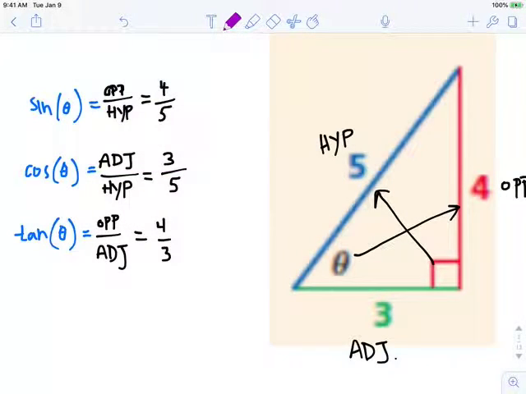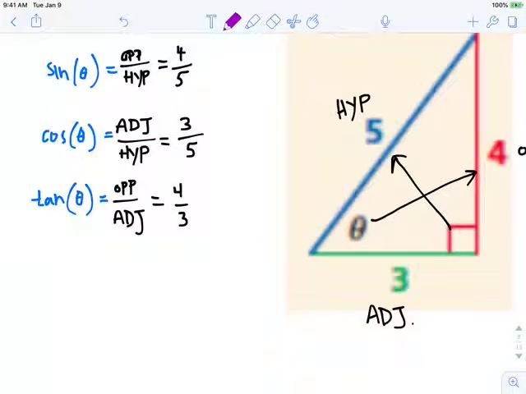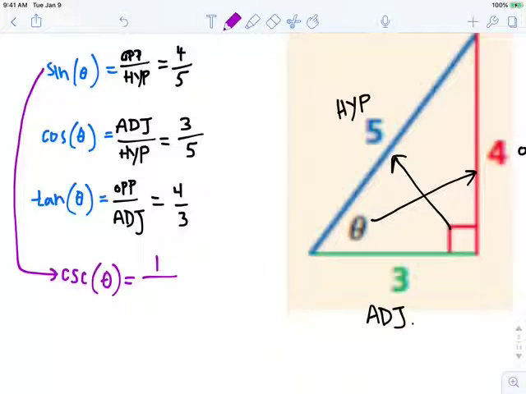Now, there are 3 new ones that maybe you haven't learned before, and they're related to these up here. Sine, if you take the reciprocal of it, it's going to be called cosecant. Cosecant of theta. I would draw an arrow from sine because they're related. Cosecant of theta is just the reciprocal of sine, so that means it's 1 over sine.